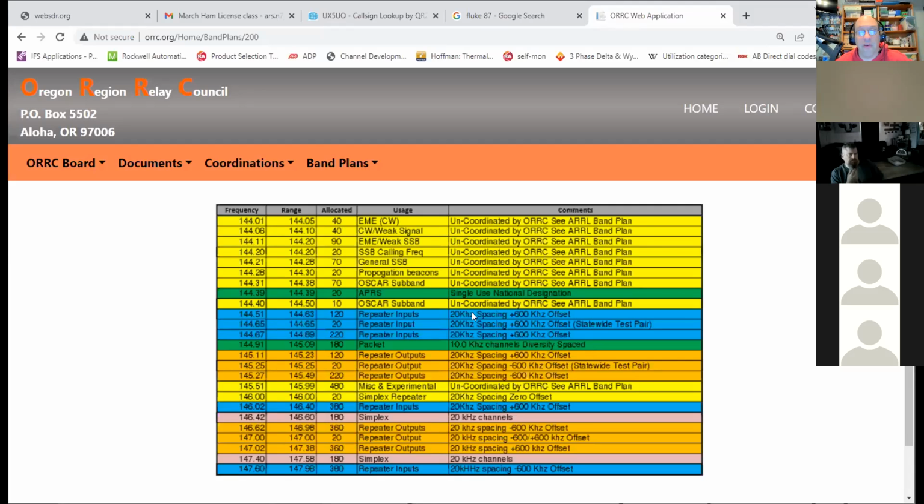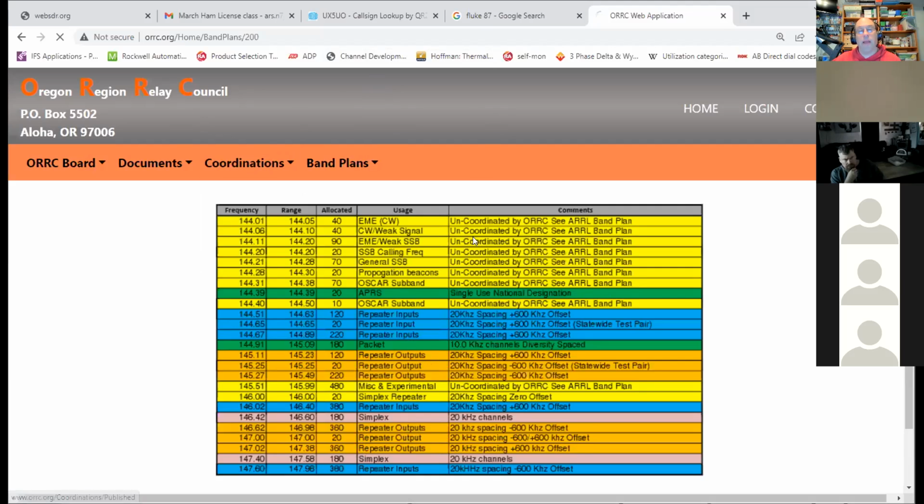But then there's this other one, 144.39. Notice that says single use national designation. That's packet radio for APRS. That's nationwide. But then we have these other areas that say repeater outputs, repeater inputs, simplex, repeater inputs. Those are all allocated and decided on by the Oregon Region Relay Council.